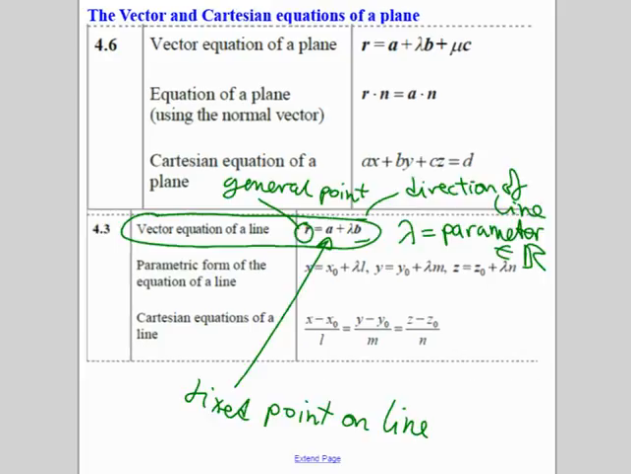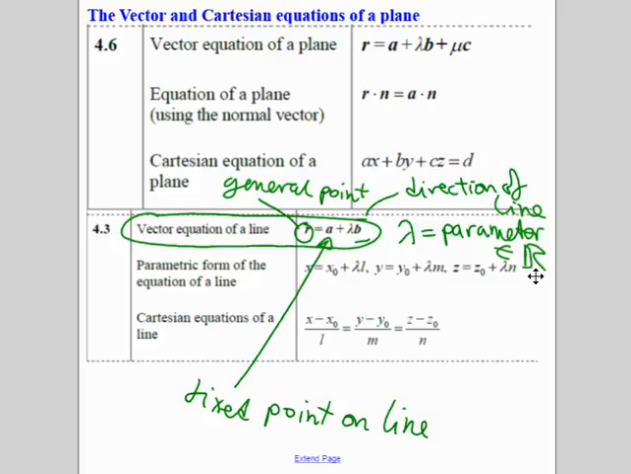What I showed you in the previous video was, for a line, we have a general point R, a fixed point on the line, which we call A, and the direction of the line given by the vector B, and lambda is a parameter which is a real number.